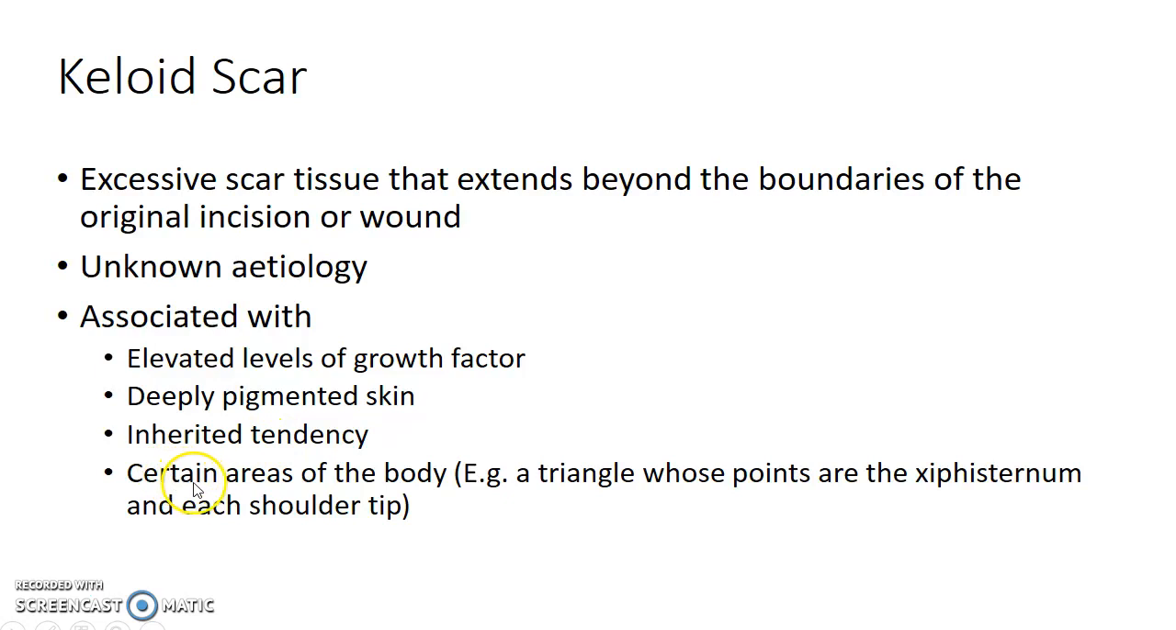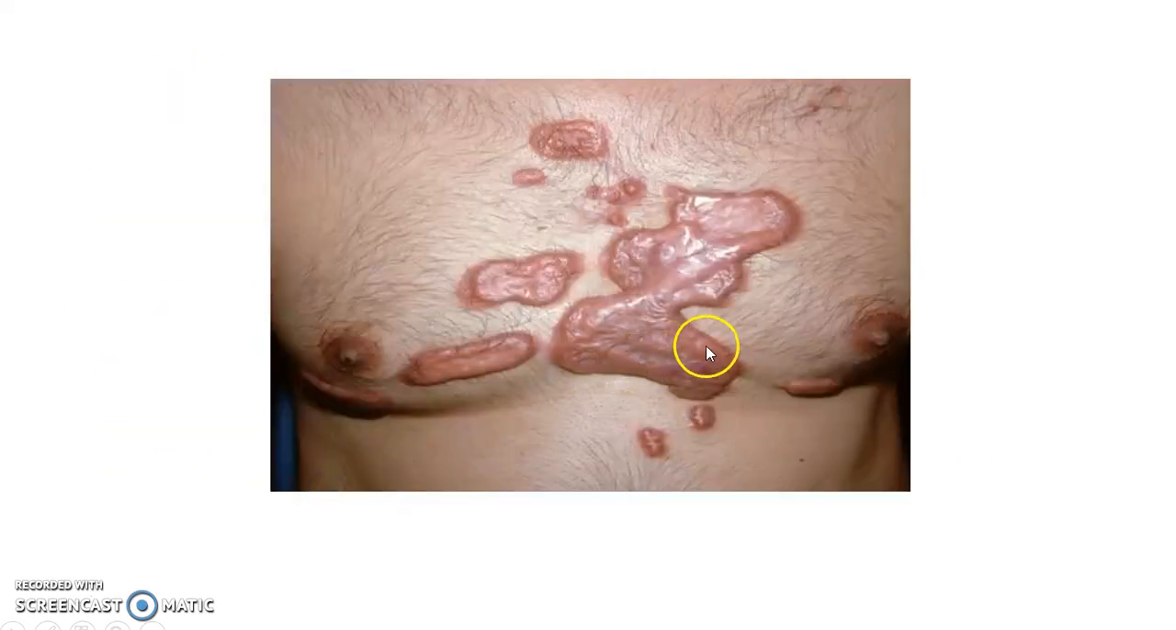They are more common in certain areas of the body. One such area is a triangle whose points are the xiphisternum and each shoulder tip. That is, if you draw a line joining each shoulder tip and the xiphisternum, you get an area which is more prone to develop keloid scar. There are other such areas in the body where keloid scars are more common. This picture shows keloid scars. Remember, keloid scars extend beyond the area of original incision or wound.